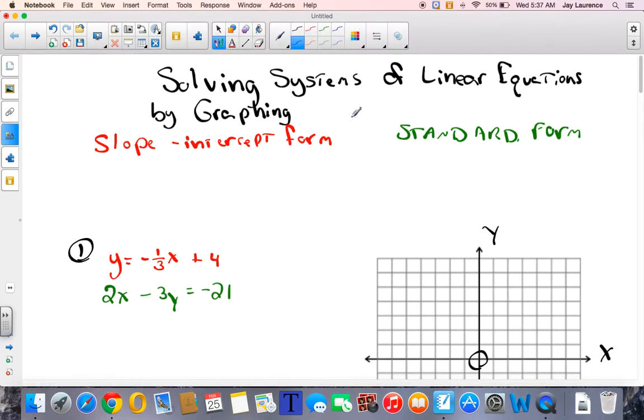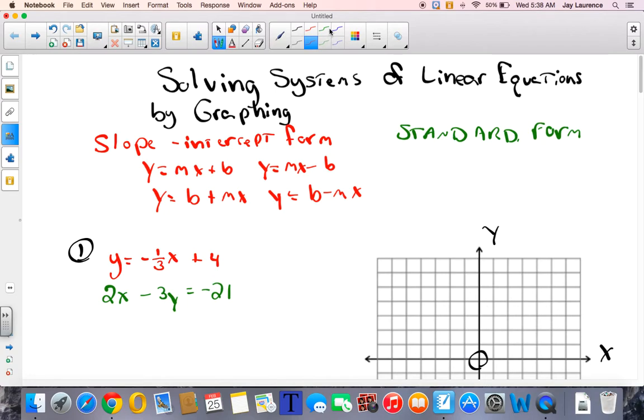Enough of my complaining. Today we're going to be solving systems of linear equations by graphing. Before we find out what it means to solve a system, let's remember that slope-intercept form could look like y equals mx plus b, or y equals b plus mx, or they could even be negatives, y equals mx minus b, or y equals b minus mx, or both the terms could be negative. As long as the y is alone, we're in slope-intercept form.